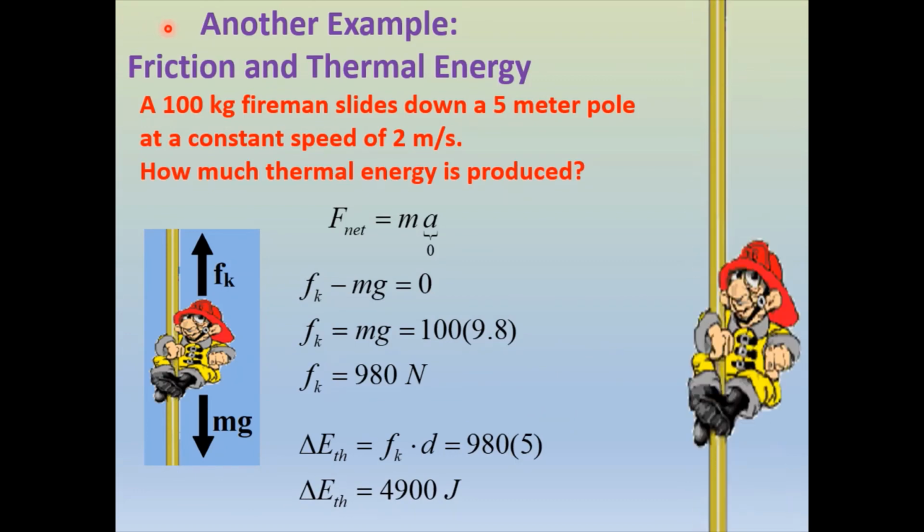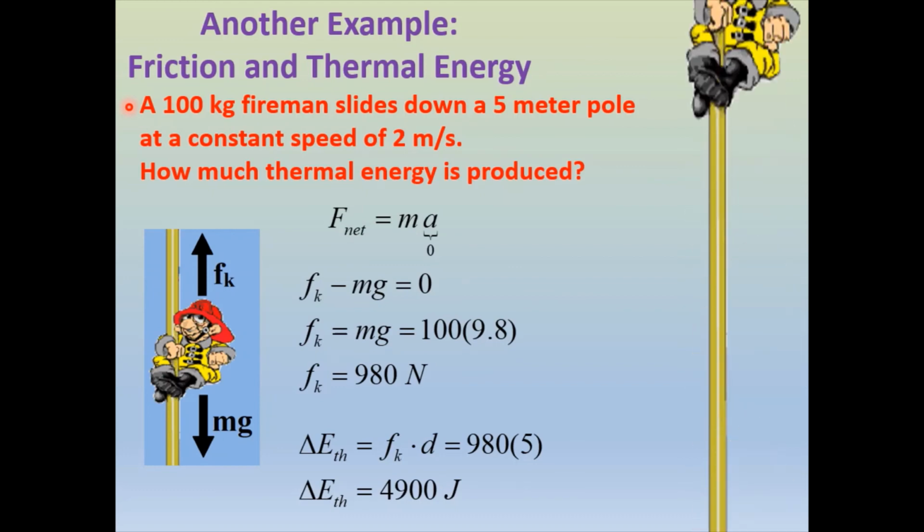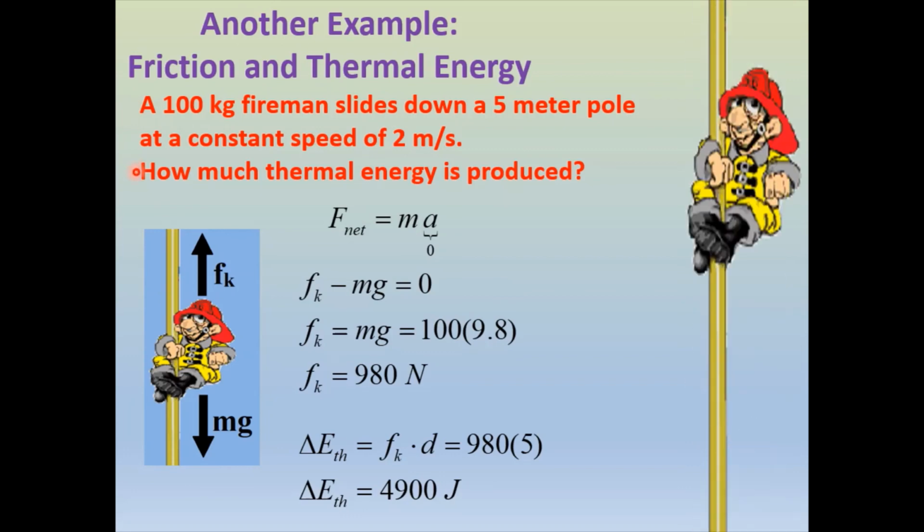Here's another example involving friction and thermal energy. Just one a little different because this one involves motion in the vertical direction. So a 100 kilogram fireman slides down a 5-meter pole at a constant speed of 2 meters per second. How much thermal energy is produced?